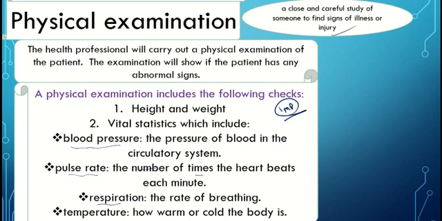A physical examination includes the following checks: height and weight. Vital signs like blood pressure, meaning the pressure of blood in the circulatory system. Pulse rate, the number of times that the heart beats each minute. Respiration meaning the rate of breathing. Temperature, how warm or cold the body is.